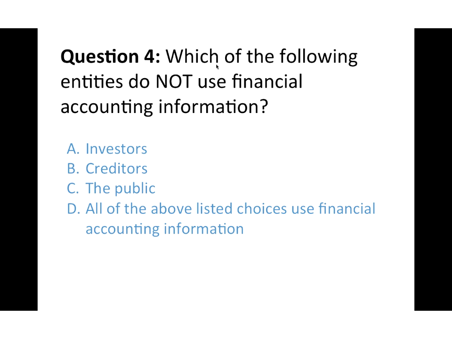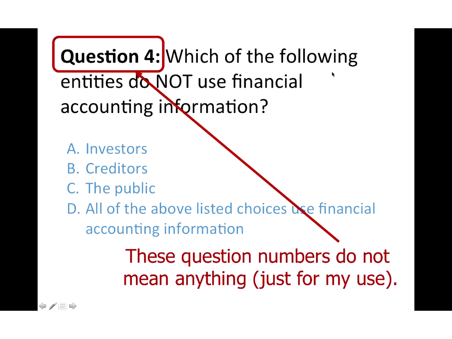So the question that's in Learning Catalytics right now: which of the following entities do not use financial accounting information? Just something you should remember is the question number there has no significance to you. It is my internal way of knowing which question I am in Learning Catalytics. So that question number you see there, question 4, it has no bearing on anything. And I don't know on any particular day how many questions we're going to do, and so the numbers don't tell me anything. So the question is, which of the following entities do not use financial accounting information?